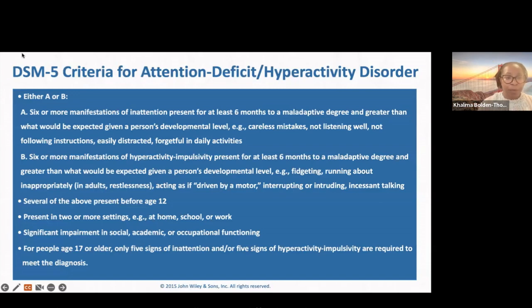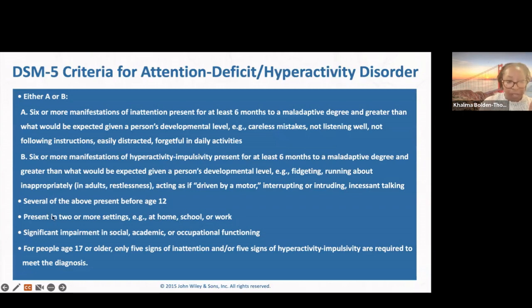So this is the DSM criteria. I'm not going to go super into it, but we have our three types: predominantly inattentive, predominantly hyperactive, and then our combined types. And so when we're thinking about that, we're looking for 6 or more of these inattention issues or hyperactivity issues in the last 6 months prior to age 12. And for individuals who are adults, we only need 5 signs of inattention or hyperactivity in general.